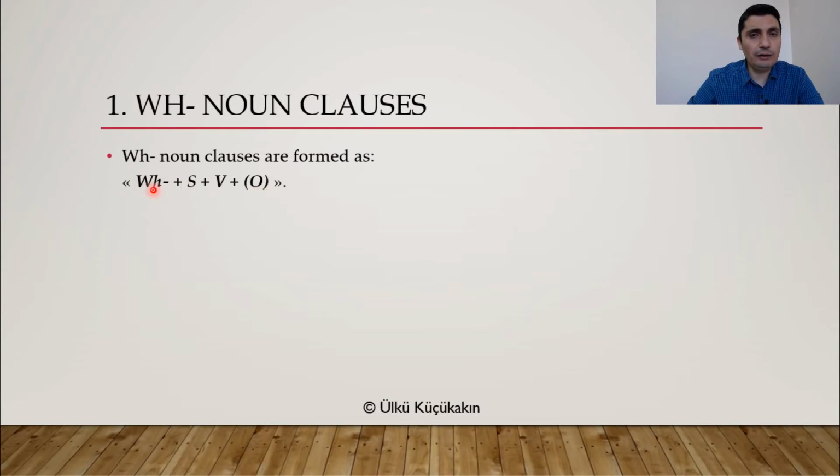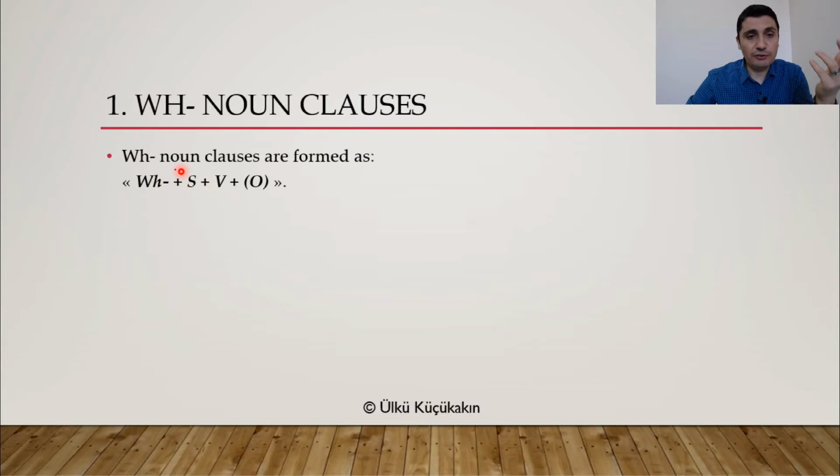Now, why is this important? This is important because normally in a question, you do it like this. After WH, you have an auxiliary or helping verb, then subject, then verb, and then an object.